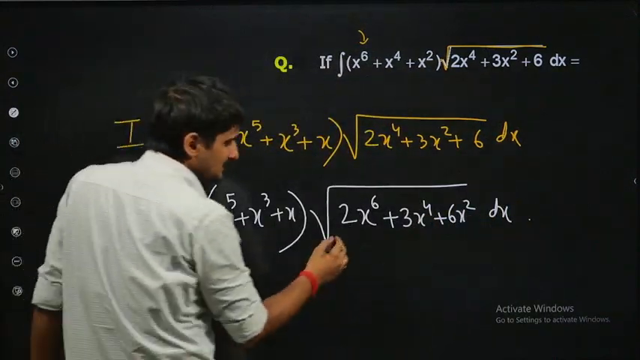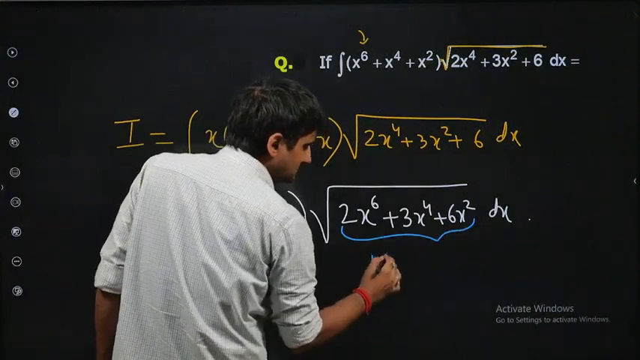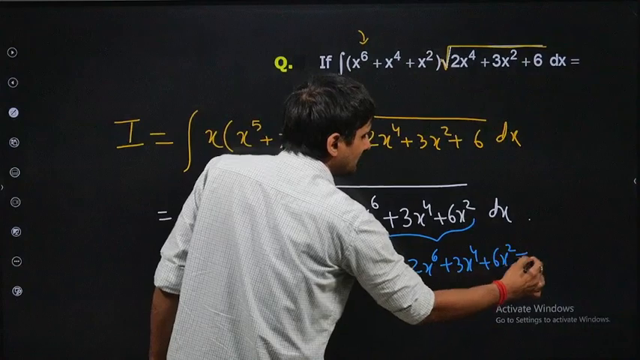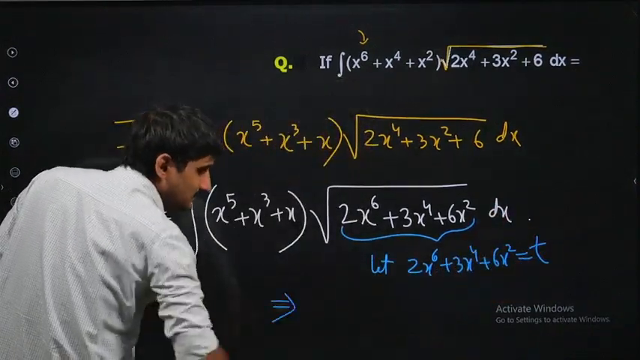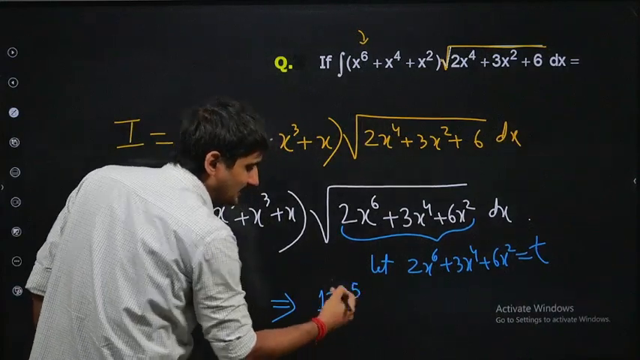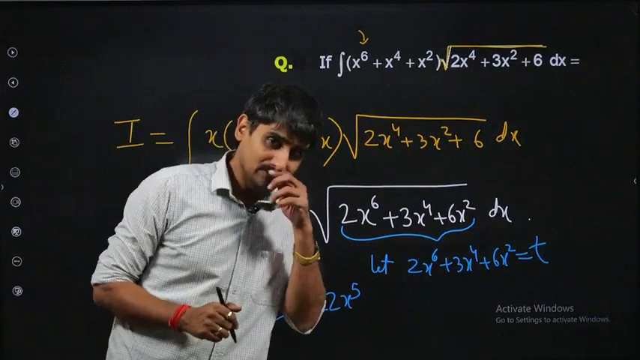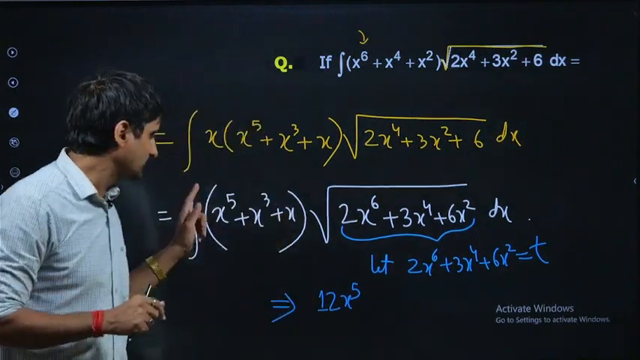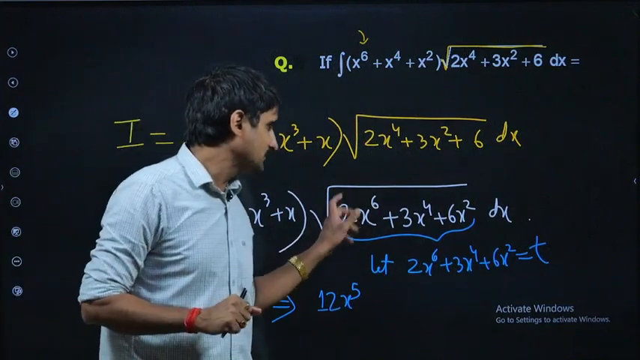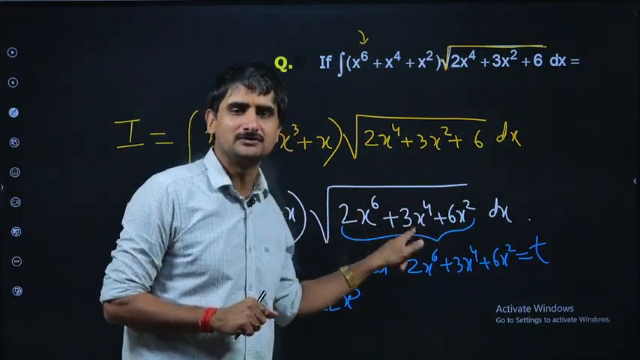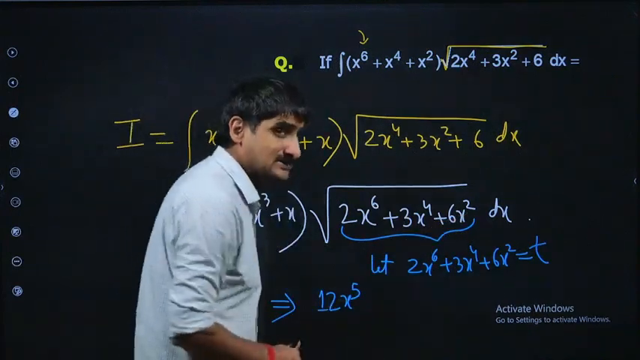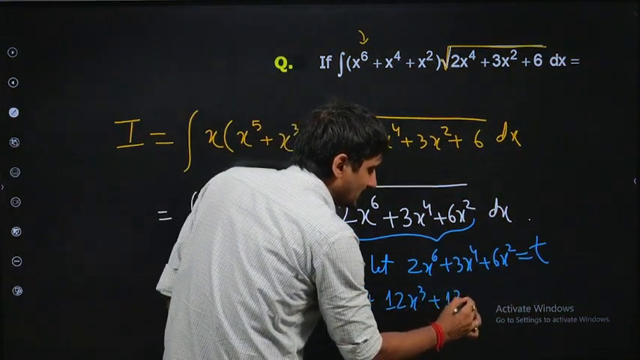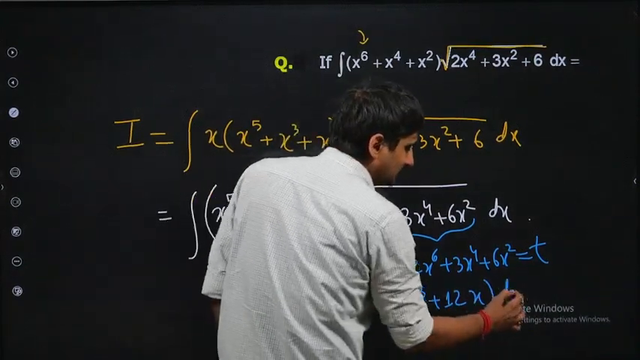Now all of you can see, if I replace 2 times x to the power 6 plus 3 times x to the power 4 plus 6 times x square by some new variable t and differentiate both sides, what do we get? 12 times x to the power 5. One more thing: you may ask how I know we need to stop here. The idea is that the coefficient of all these three terms is 1, so when you differentiate, you should get the same coefficient. So 12, 3 into 4 is 12, 2 into 6 is 12. That's why I said we are done now. So 12x to the power 5 plus 12 times x cubed plus 12 times x, times dx, is equal to dt.